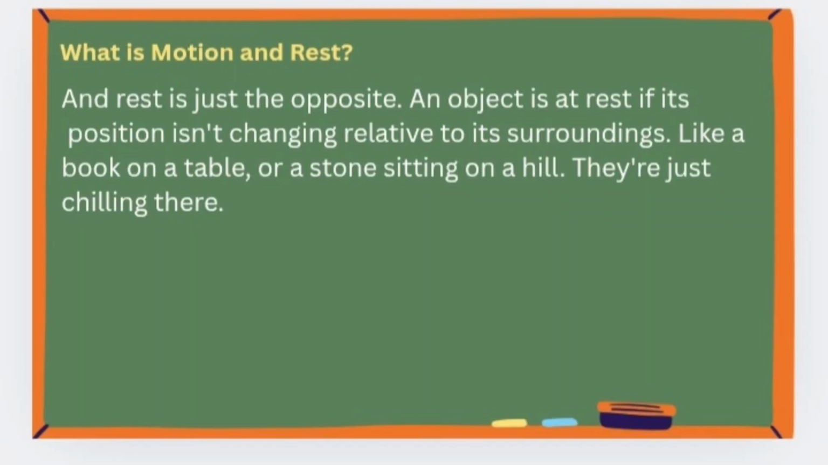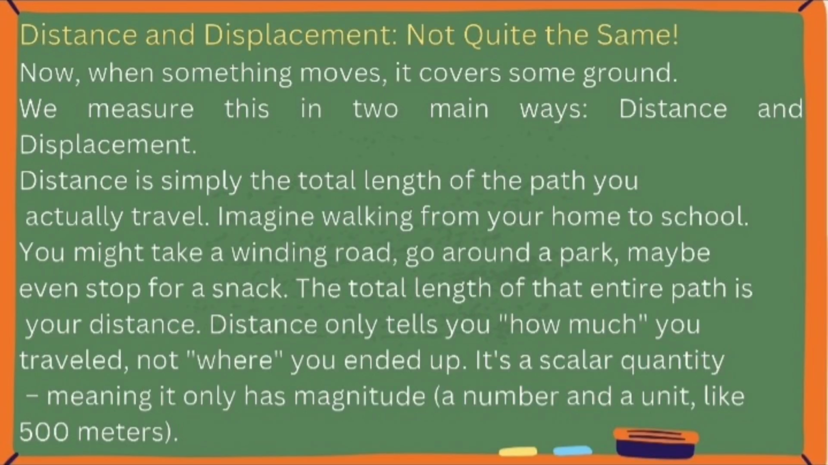And rest is just the opposite. An object is at rest if its position isn't changing relative to its surroundings, like a book on a table or a stone sitting on a hill. They're just chilling there. Distance and displacement.